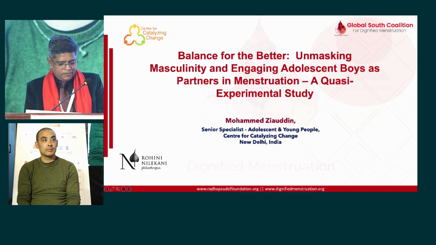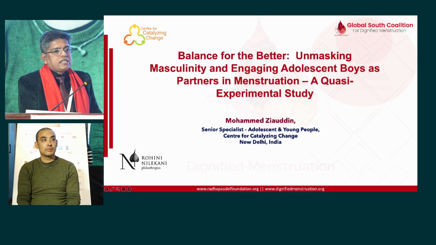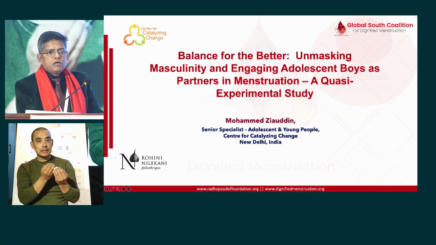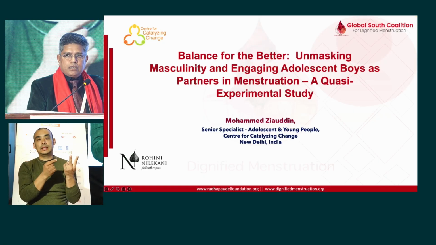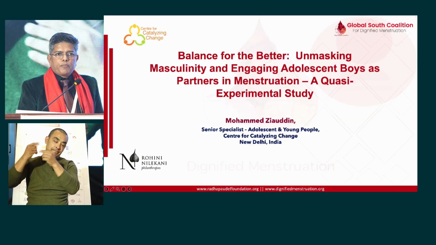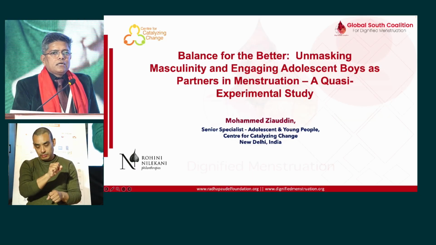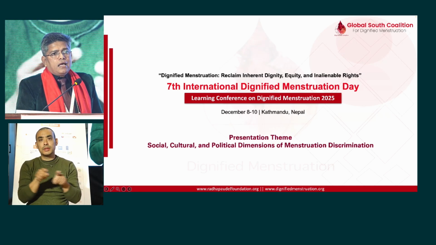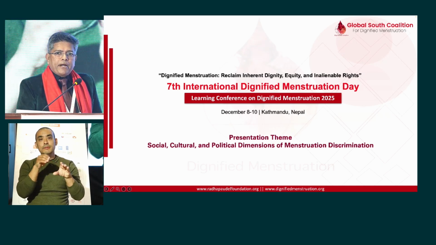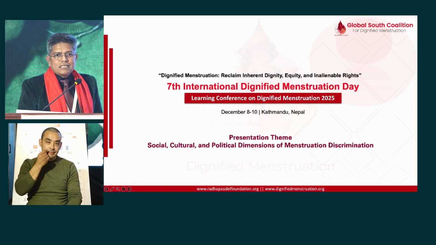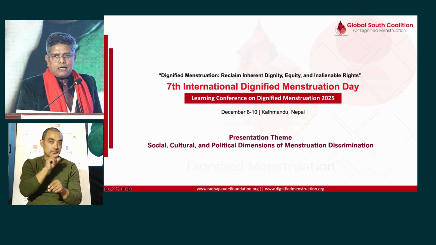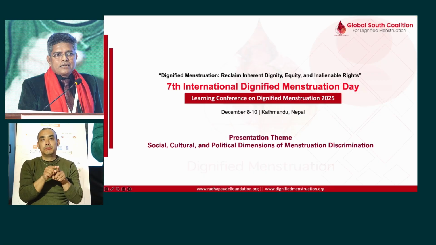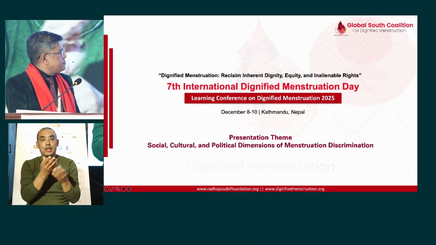So this is a story about two districts in India, Gumla and Lohardaga, which are predominantly tribal. Almost 70% of the population is tribal, and almost a quarter of the population is adolescent. The society is dominated by patriarchy, which means girls have limited freedom to exercise their agency. They have limited access to services.